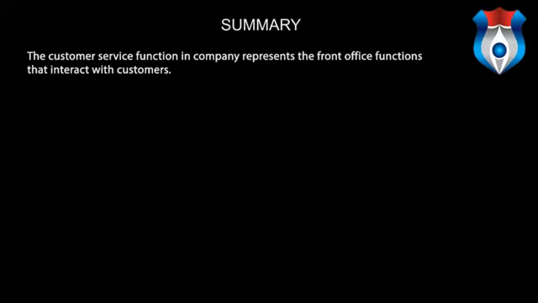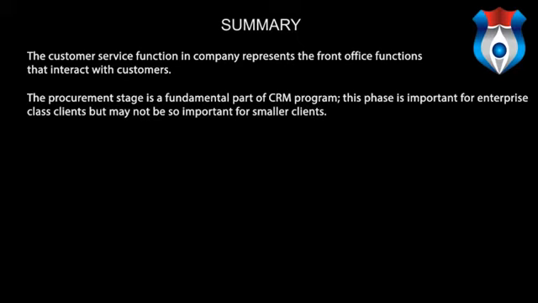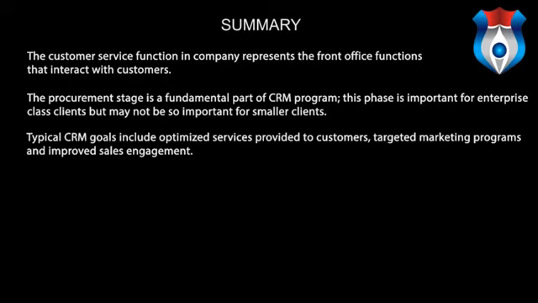Now in the end, let us summarize what we have learned in this lecture. The customer service function in a company represents the front office function that interacts with customers. The procurement stage is a functional part of a CRM program. This phase is important for enterprise class clients but may not be so important for smaller clients. Typical CRM goals include optimized services provided to customers, targeted marketing programs, and improved sales engagement.